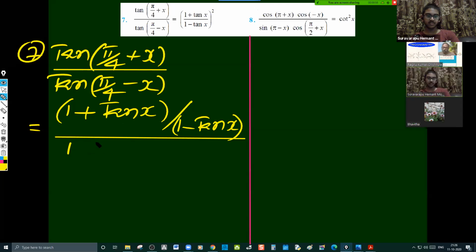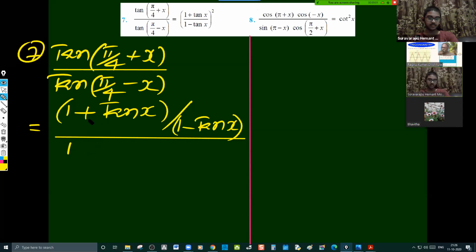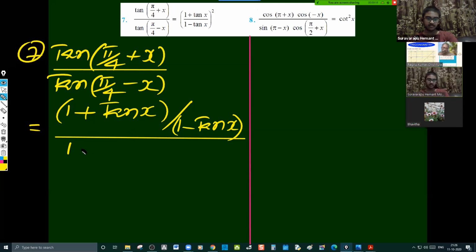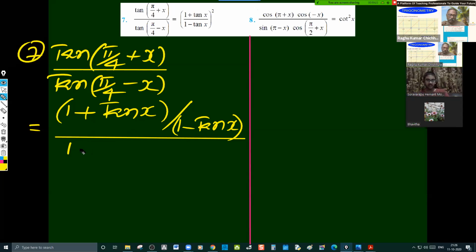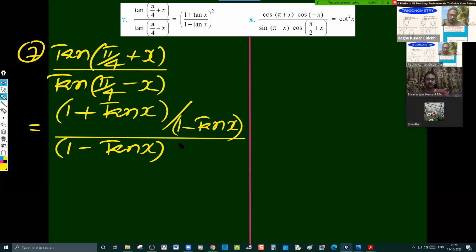Sir, first let's say the formula. Tan of A minus B is equal to tan A minus tan B divided by 1 plus tan A tan B. Come on, tell me now. So in this case, tan pi by 4 minus tan x. Tan pi by 4 means 1. So it is 1 minus tan x. You have to write 1 minus tan x. Okay, fine.